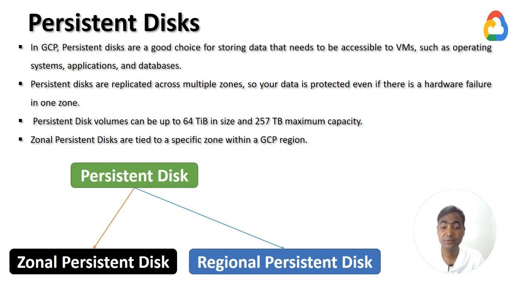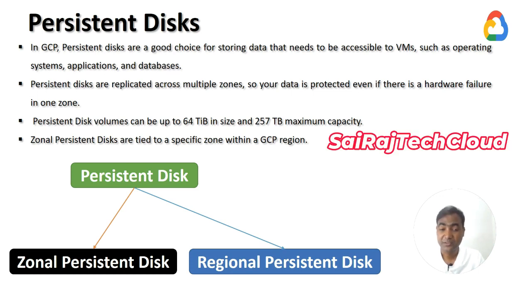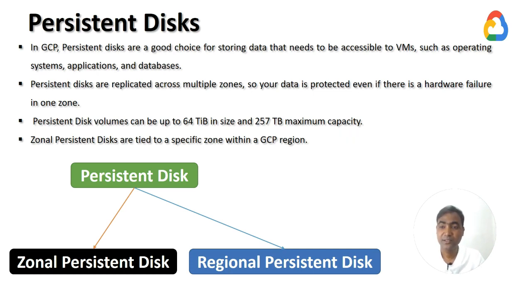Once you have created a persistent disk, you can attach it to a VM. Once a persistent disk is attached to a VM, it appears as a block device on the VM. Then you can use the disks to store data such as the operating system, applications and databases. As you can see here, persistent disks can be divided into two types. One is zonal persistent disk, another is regional persistent disk. Let's discuss zonal persistent disk first, then later I'll discuss regional persistent disk so that you can easily understand it.